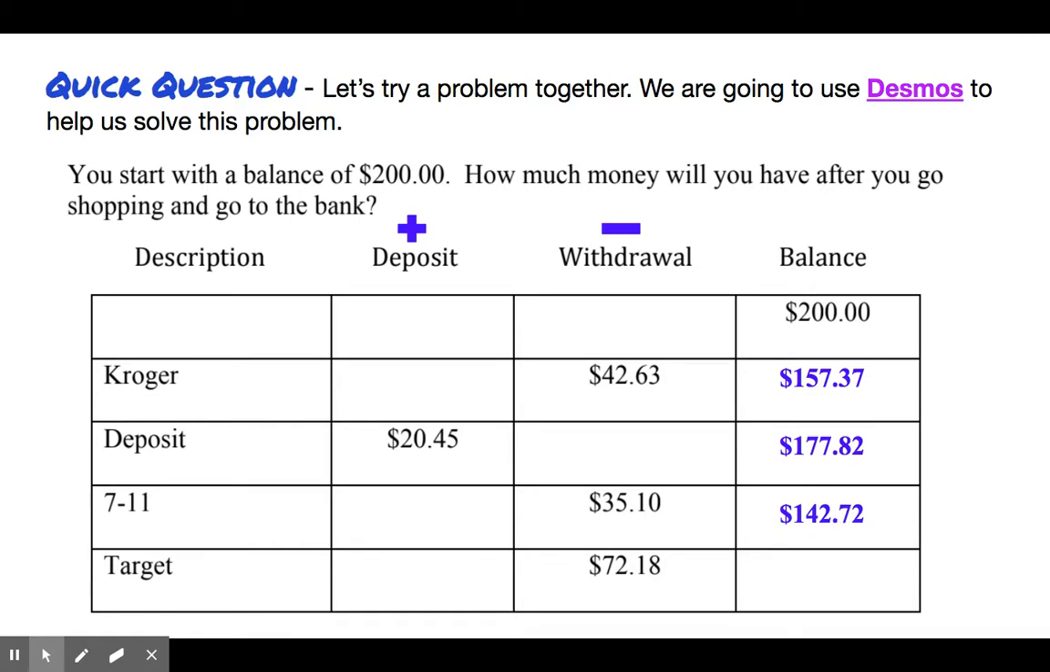And then my last stop is going to be at Target. I want some cute new things, the after Christmas sale. Well, that was $72.18. What is your new balance? $70.54 is your total in your bank account now. So to answer that question, how much money will you have after you go shopping and go to the bank? That's your answer would be $70.54.